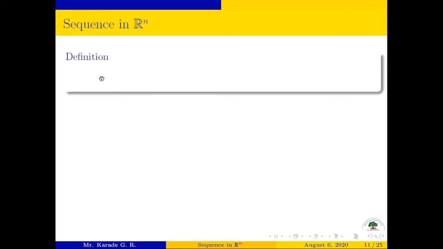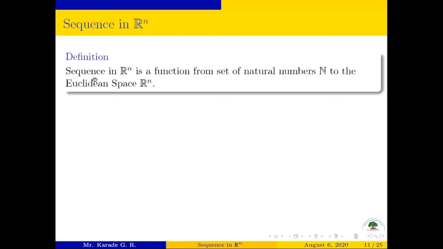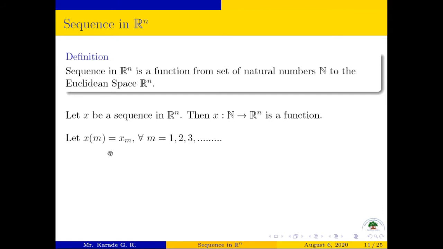So let us write the definition of sequence in Rn. A sequence in Rn is a function from the set of natural numbers N to the Euclidean space Rn. So it is also a function. Suppose x is a sequence in Rn. Therefore, x is a function from the set of natural numbers to the set Rn. Define this function like this: x of m is equal to xm for all m belongs to N. Here xm belongs to Rn.